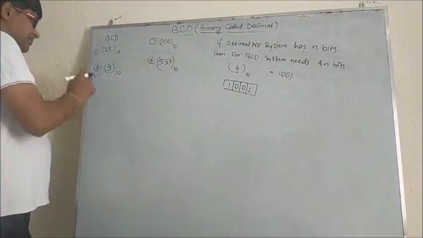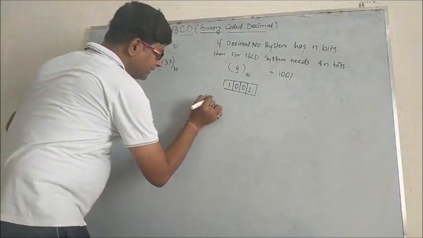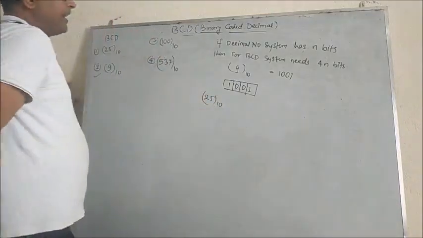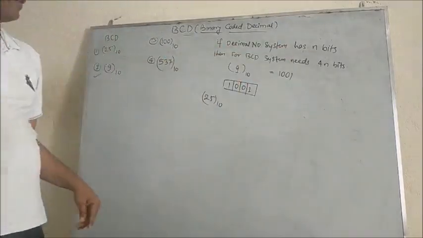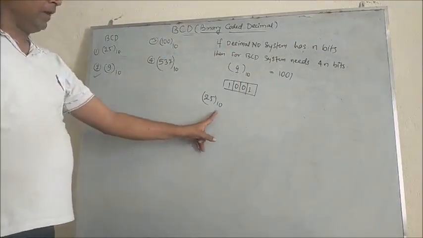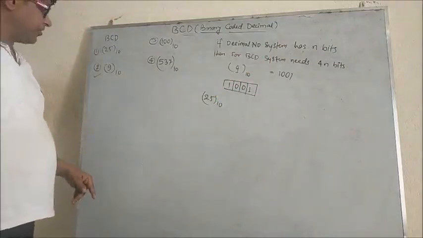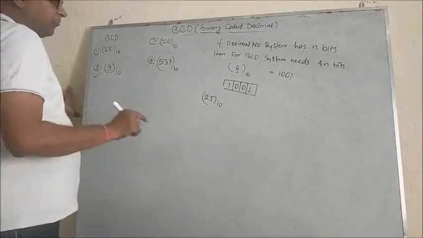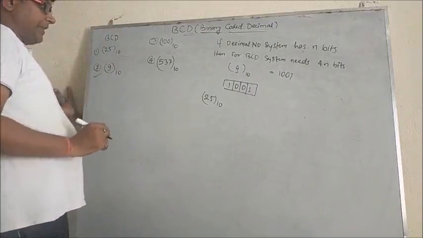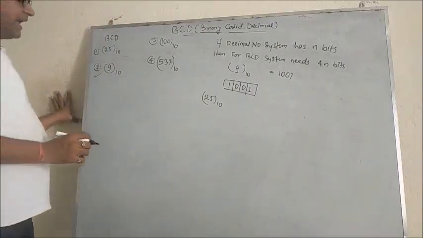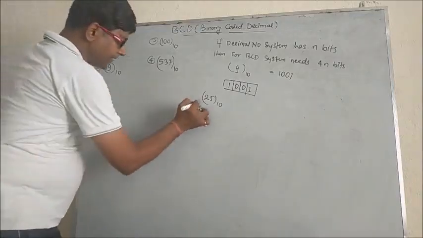But come to the second one. That is 25 to the base 10. Now see what I have written here: if the decimal number has n digits, then we have to take 4n bits, right? 4n bits means 4 into n, here 4 into 2. That is 8 bits we are requiring, right? And for better understanding, what you have to do is just separate it.